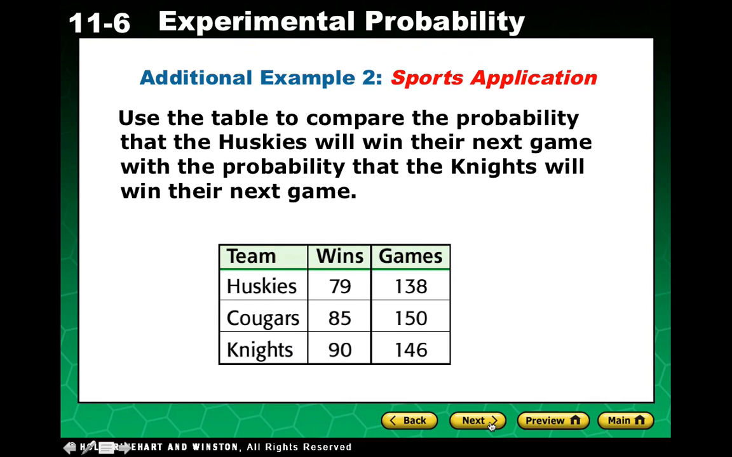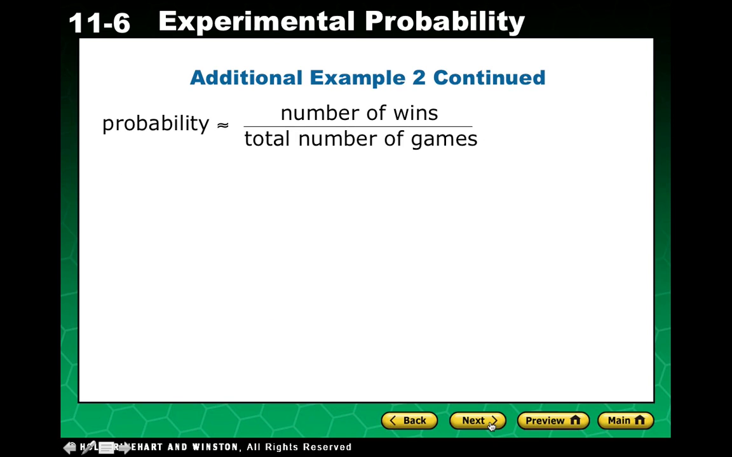All right, so we're going to use the table to compare the probability that the Huskies will win their next game with the probability that the Knights will win their next game. Okay, so wins is what we're looking for out of total number of games. So we have 79 out of 138 and 90 out of 146.